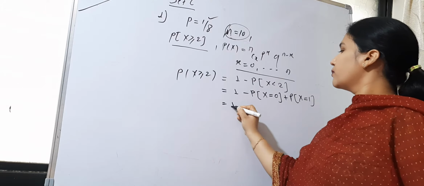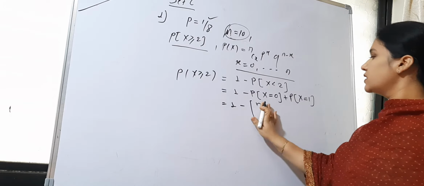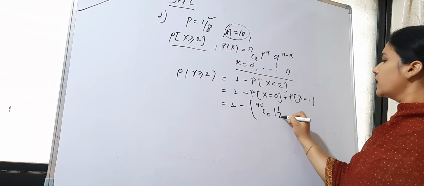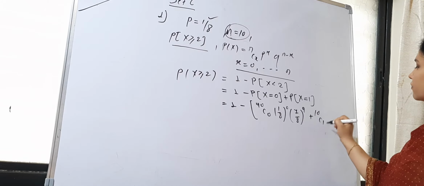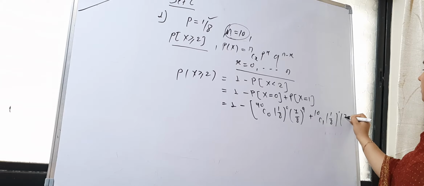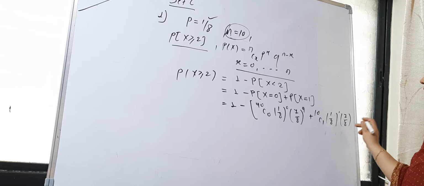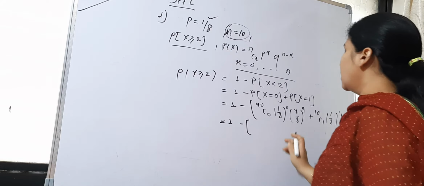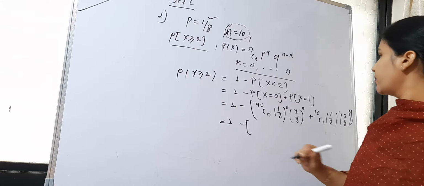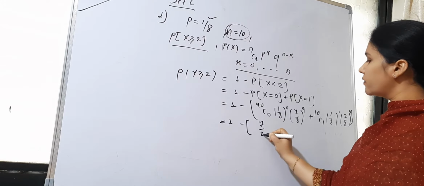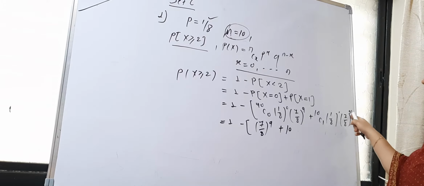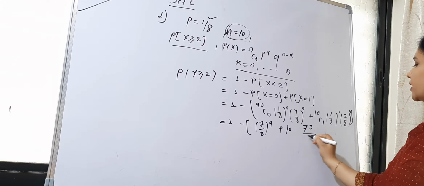Now put the binomial formula. 1 minus, n is 10. 10C0, 1 by 8 power 0, 7 by 8 power 10, plus for 1, 10C1, 1 by 8 power 1, 7 by 8 power 9. Close the bracket. That is equal to 1 minus, now this value is 1, this value is 1, this is 7 by 8 raised to 10 plus, here 10C1 will be 10. See, 7 raised to 9 is in the numerator and in the denominator 8 raised to 10 is there.